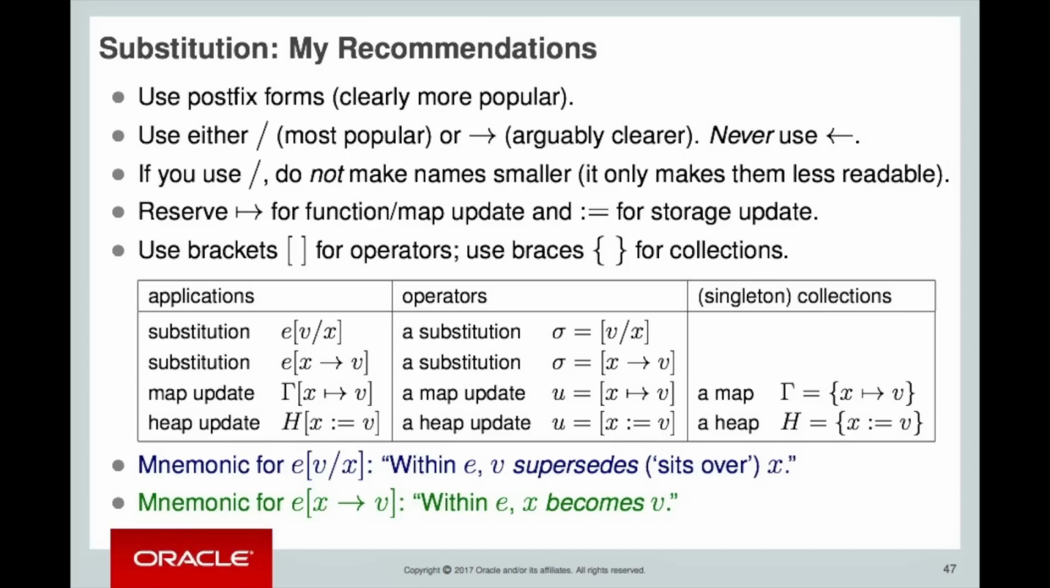By the way, one reason I think that people don't like the slash is because they think it isn't mnemonic. And in fact, people get it backwards and they forget which one is on top and which is on the bottom. I offer this mnemonic that for E with v/x, read that as within E, v supersedes x. Remember the original Latin meaning of the word supersede is to sit over or sit on top of. So the thing that sits on top supersedes the thing beneath it. If you're going to use the arrow, then you can say within E, X becomes V.